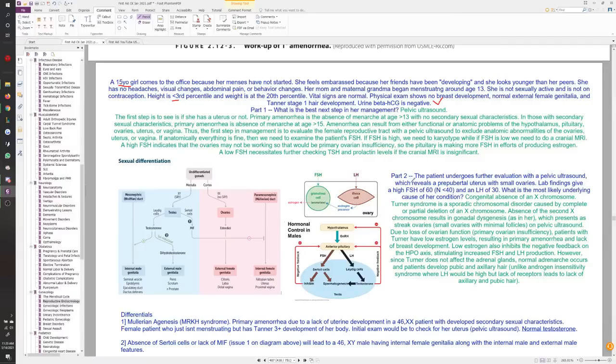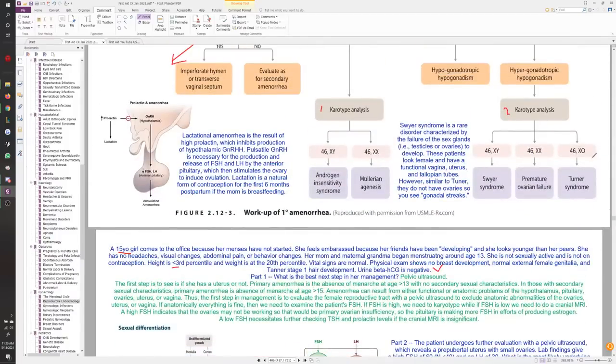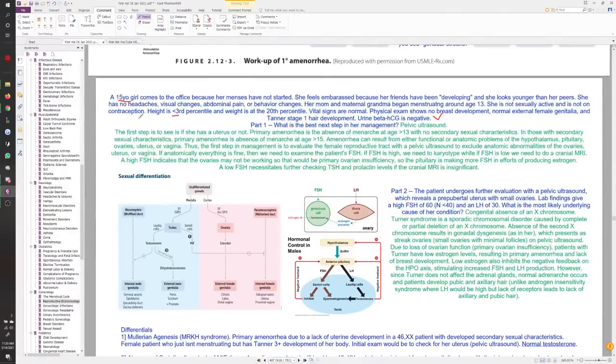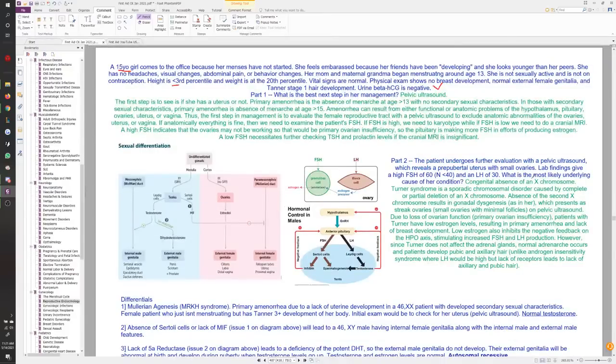Well, if she has a high FSH, then she's really trying to make estrogen, but it's not working. So the most likely cause was congenital absence of an X chromosome, right? It could be Turner syndrome. That's the most common thing, right? So they go on to say, and of course there were many reasons for you to think Turner syndrome. She's also super short, and she has no breast development, so that fits the scenario of being short and having shield chest, right? That's what they call it. So congenital absence of an X chromosome.